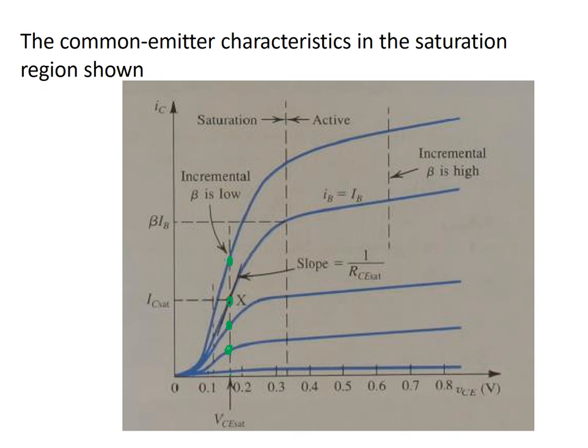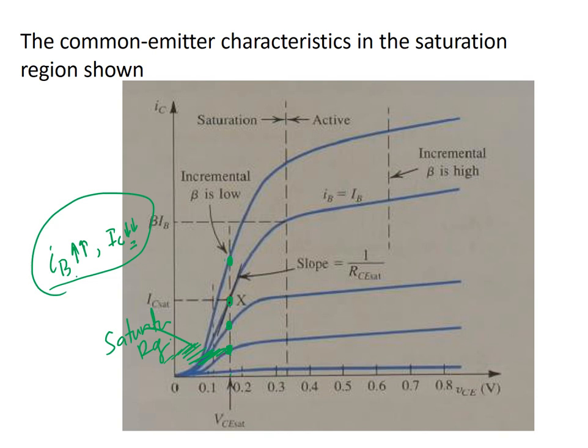After this region, this is called the saturation region. Saturation region means you are increasing the base current value, but your collector current value is not increasing. It might even start decreasing a little bit. Now there is no amplification. You have reached the saturation mode, the maximum mode, and there is no further amplification. So this is called saturation mode.